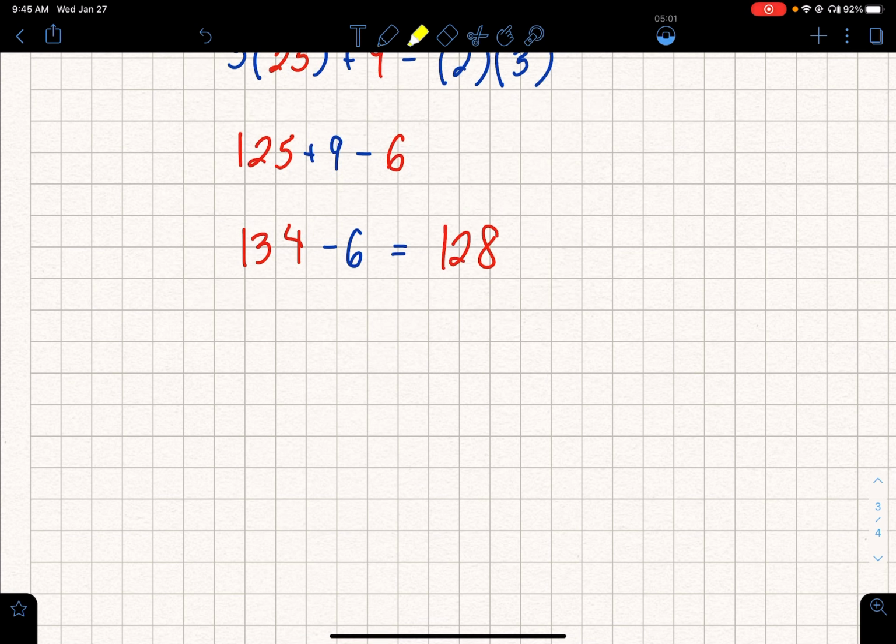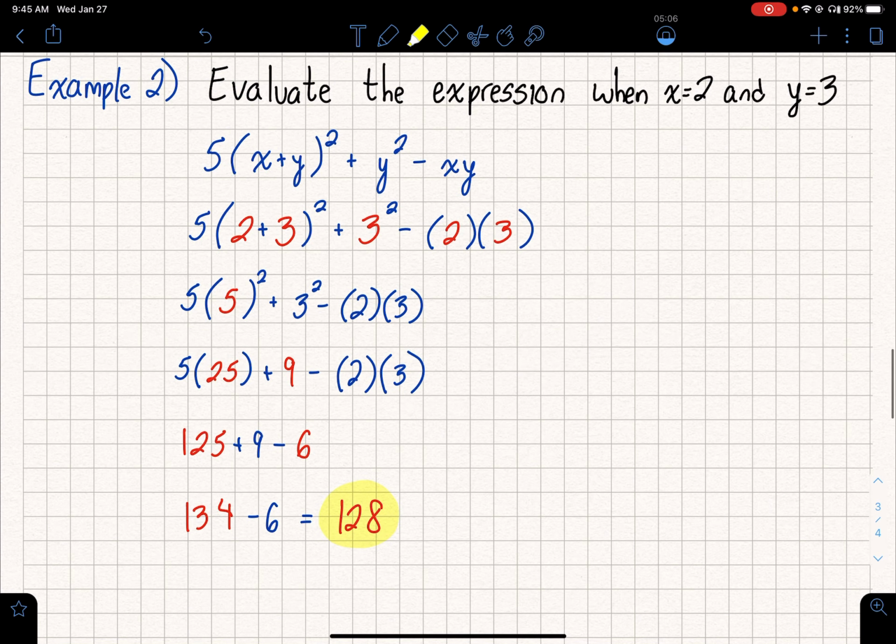And that is our answer when we substitute in 2 and 3 for x and y respectively.